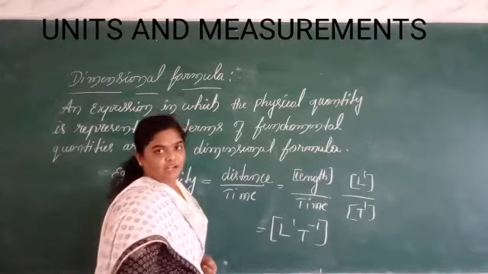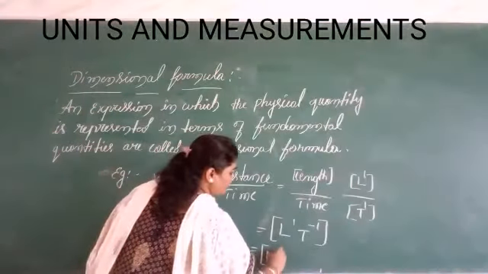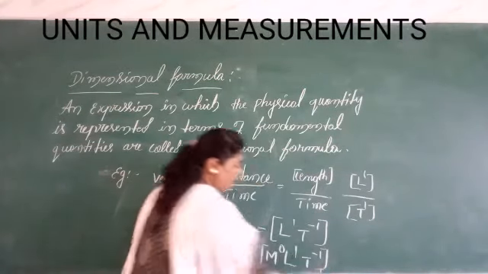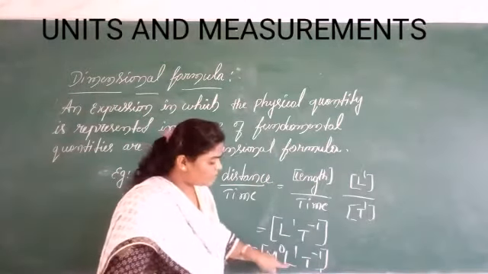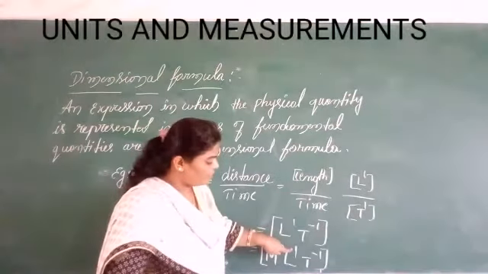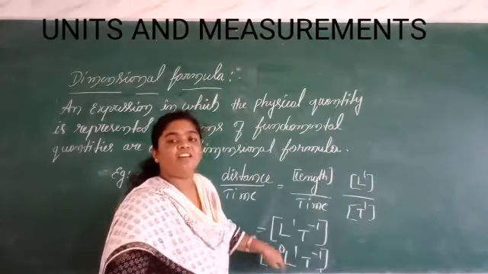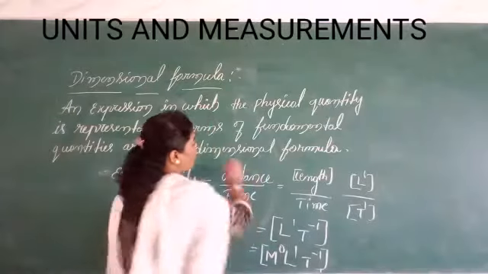So here there is no mass. And since there is no mass, that is M0 L1 T minus 1. See, the fundamental physical quantities mass, length, time are raised to powers, the powers to which the fundamental physical quantities are to be raised. That is the dimensional formula.